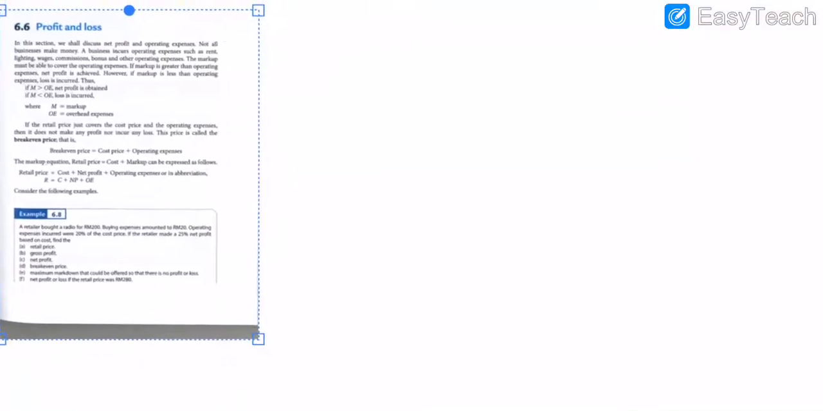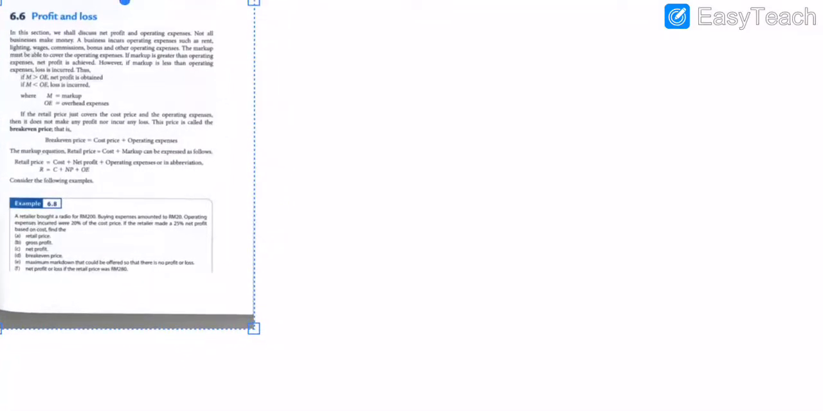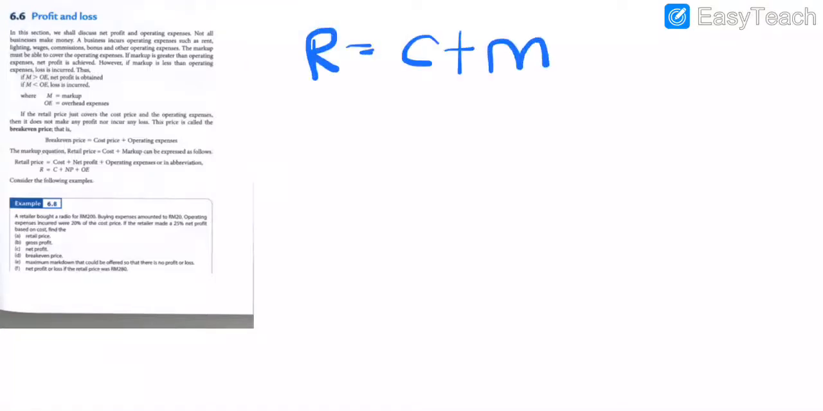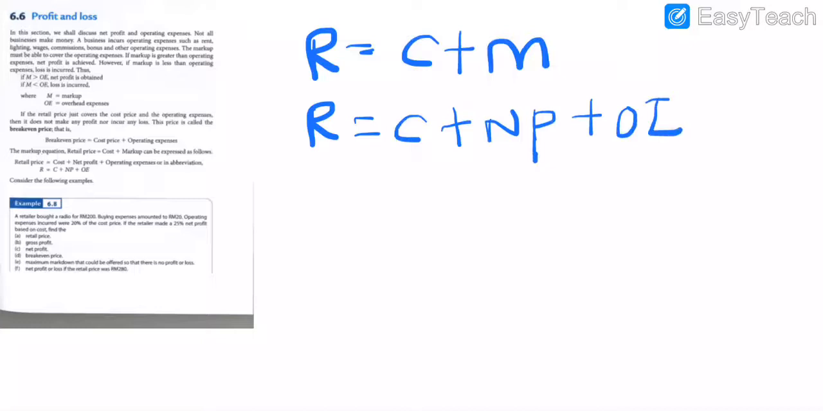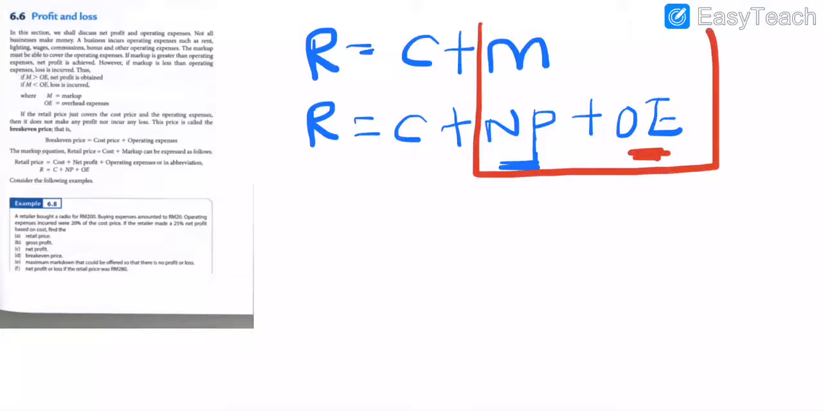Okay, class, now let us look at this one, profit and loss. So in this profit and loss, to find out the same thing here, to find out what is the retail price, R equals to C plus M. But in profit and loss, we will have C plus NP plus OE, whereby you have net profit and also your operating expenses. Okay, so your net profit plus operating expenses, dia adalah sama dengan markup.